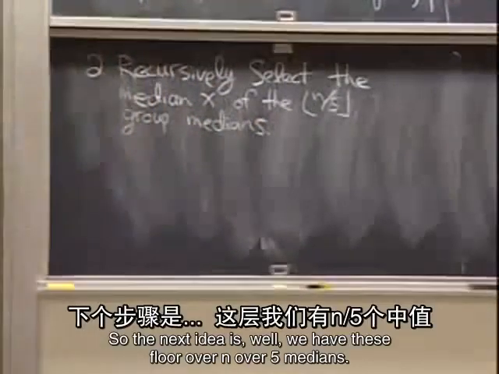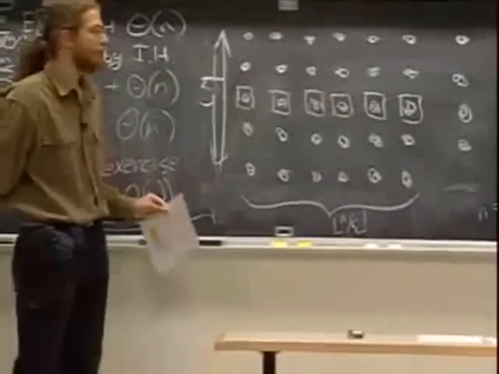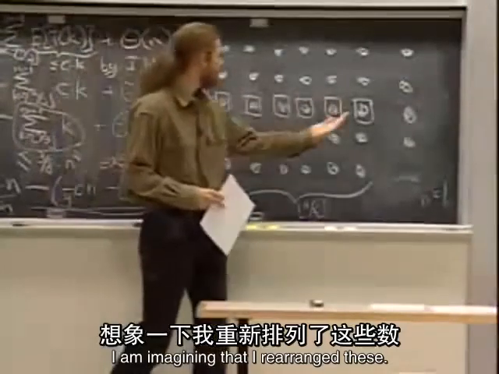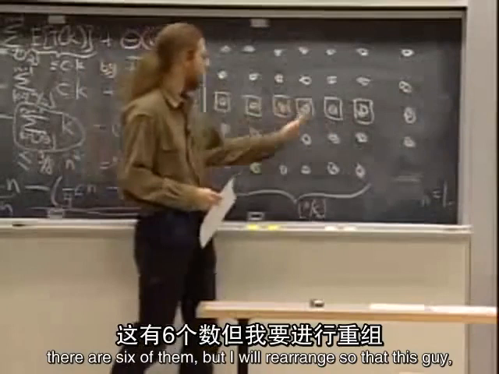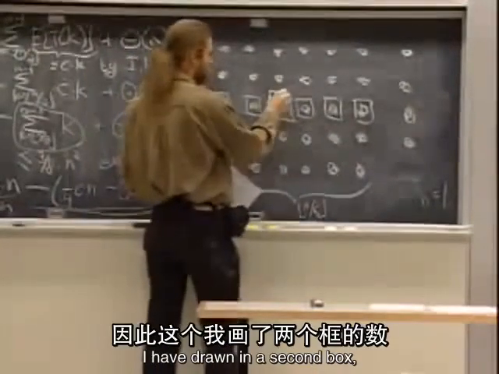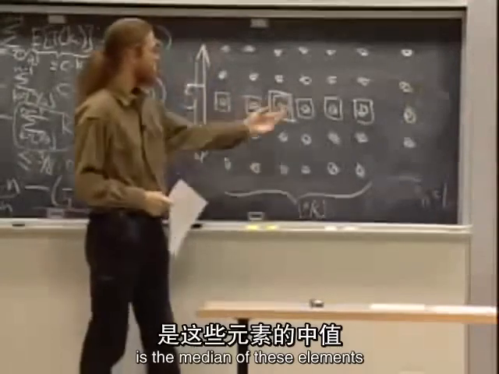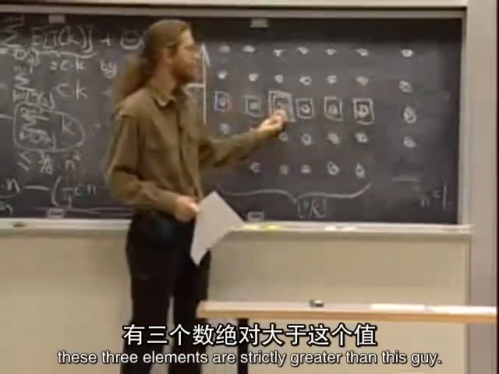So the next idea is, we have these floor of n over 5 medians. I'm going to compute the median of those medians. I'm imagining that I rearrange these, and unfortunately it's an even number, there's 6 of them, but I'll rearrange so that this guy, I'll draw in a second box, is the median of these elements, so that these 2 elements are strictly less than this guy, these 3 elements are strictly greater than this guy.